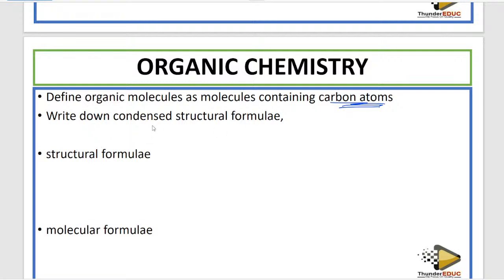You must know how to write what you call a condensed structure formula. So guys, these are some of the terms you need to know when you are talking about organic chemistry. Number one, condensed structure formula. What does it mean? Then you have what is called a structure formula. What does it mean? We have what is called a molecular formula. What does it mean? So let me show you.